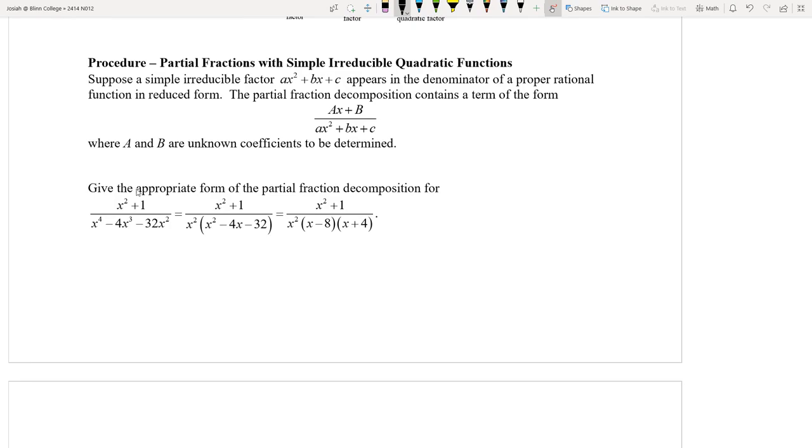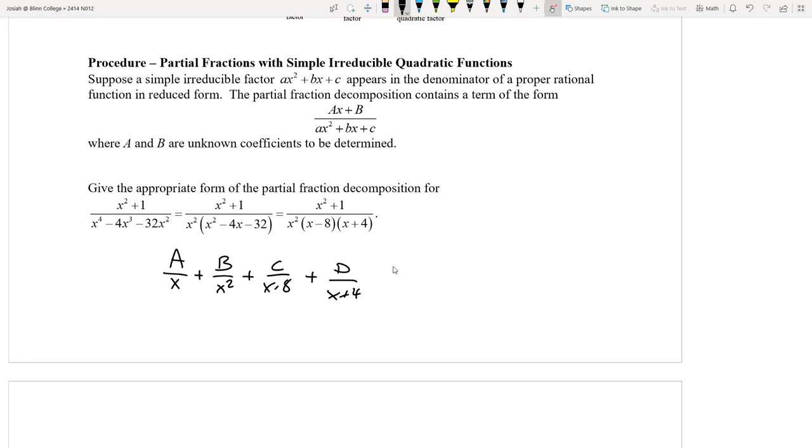So if we're going to look at this particular one here, we do have to remember that if we're looking at the denominator in this case, this is going to be a reducible quadratic. We're able to factor it into x minus 8, x plus 4. And this x squared, remember, that is not a quadratic. That is actually going to be a linear factor that's just repeated. So we're looking at a over x plus b over x squared plus c over x minus 8 plus d over x plus 4.